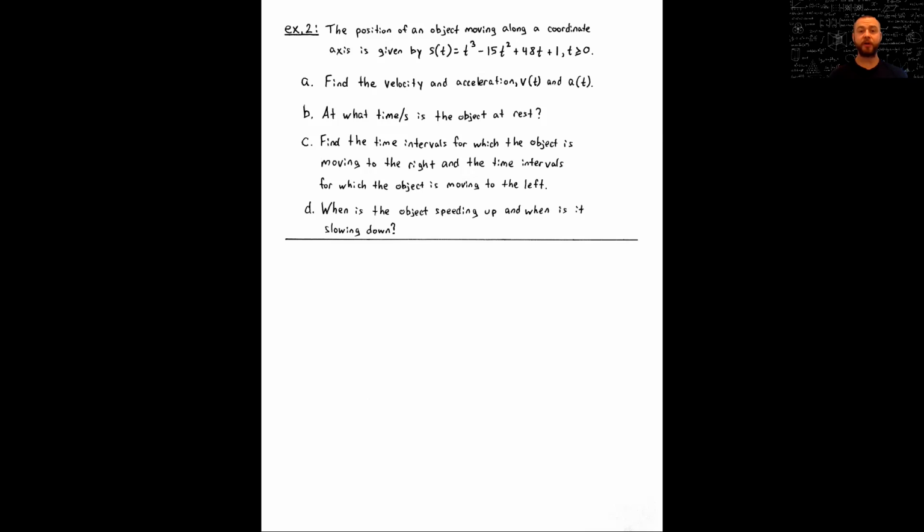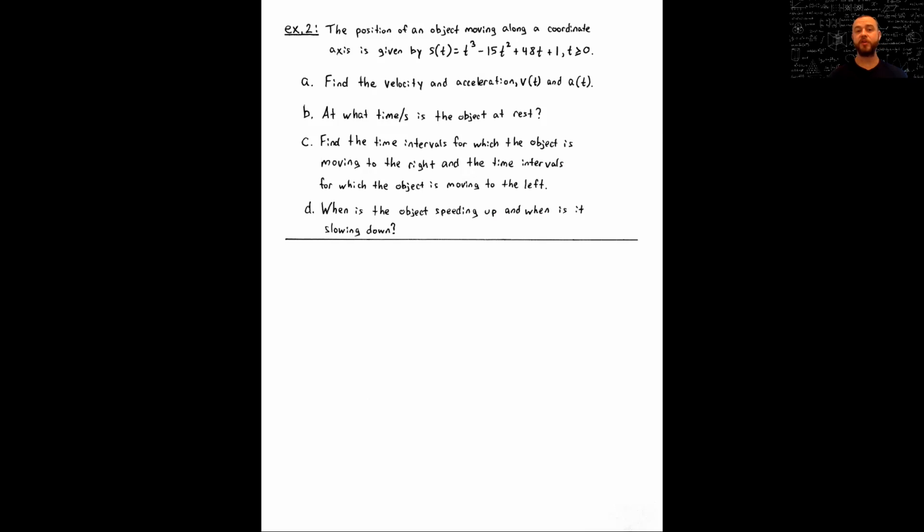All right, and the problem starts giving us the position of an object moving along a coordinate axis, so it's just moving in a straight line. And it's given the position S of t as t cubed minus 15t squared plus 48t plus 1. And that's basically going to be valid for all time values from 0 on.